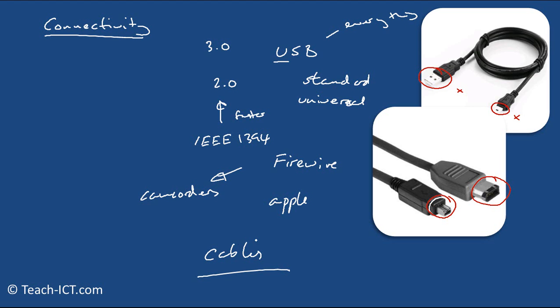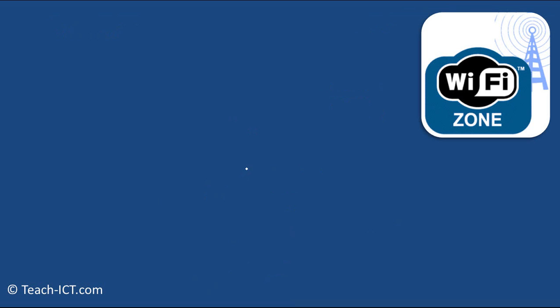But cabling isn't the only way that you connect either computers together or even peripherals to computers. For example, I'm sure you are aware of a Wi-Fi zone. So we're going to talk about wireless connectivity. How do you connect to wireless connectivity?